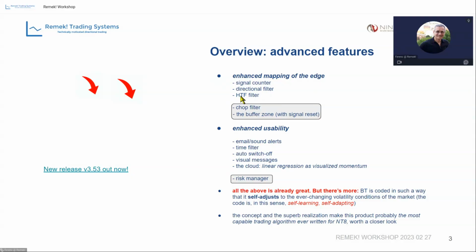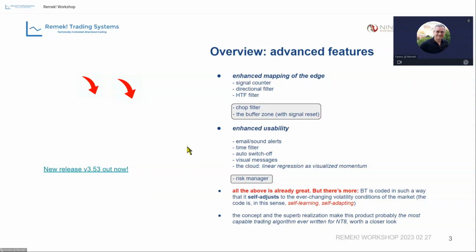All right, the third one is the higher time frame filter. If you switch this on in the software, then you will be able to define a higher time frame. Let's say you're trading a 5-minute chart. Many people use a multiplier of 3, 4, 5.